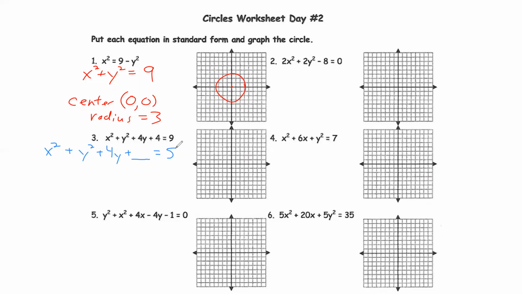What is half of 4? 2. And 2 squared is 4. So here I'm adding 4 to both sides. Now, I know that we are coming back to the same original equation. So we ended up having the same thing that we did at the beginning.